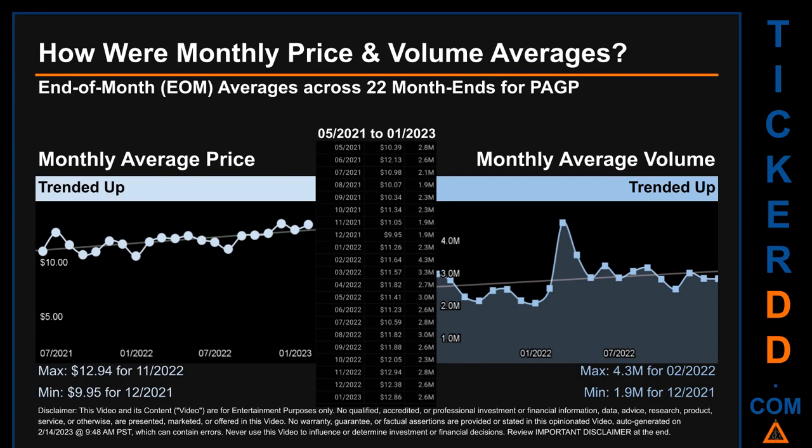How were price and volume averages for PAGP? Across 448 trading days, there were a total of 22 month ends, of which monthly averages for daily price and volume were calculated. Overall, monthly price average trended up while monthly volume average trended up. The maximum end of month average price was $12.94 for 11/2020 seconds while the minimum was $9.95 for 12/2020 firsts. Looking at volume, 02/2022 and 12/2020 firsts respectively saw the highest and lowest monthly average volume at 4.3 million and 1.9 million.